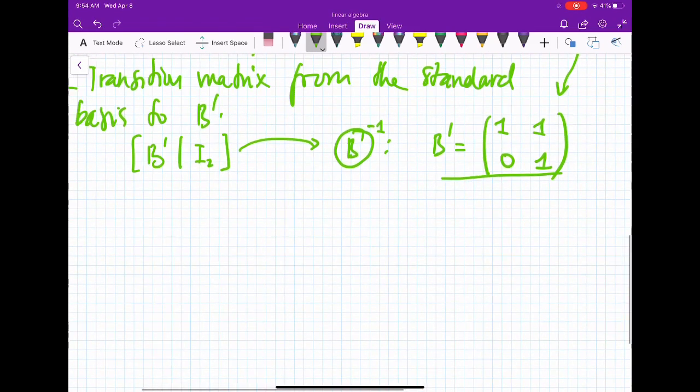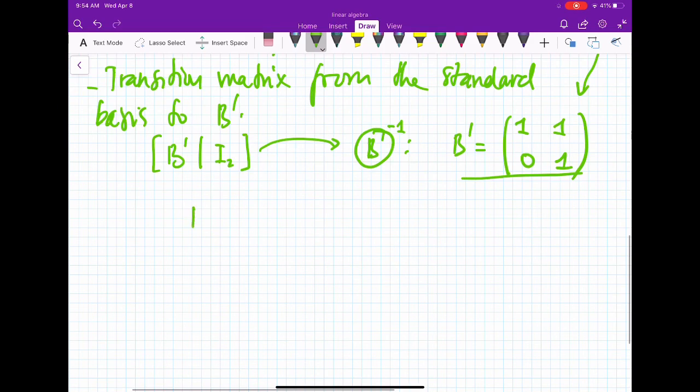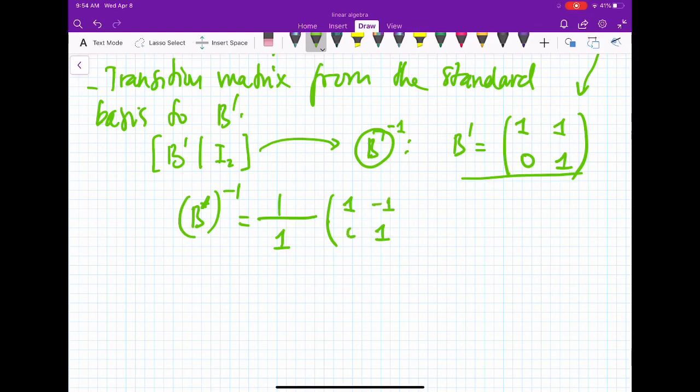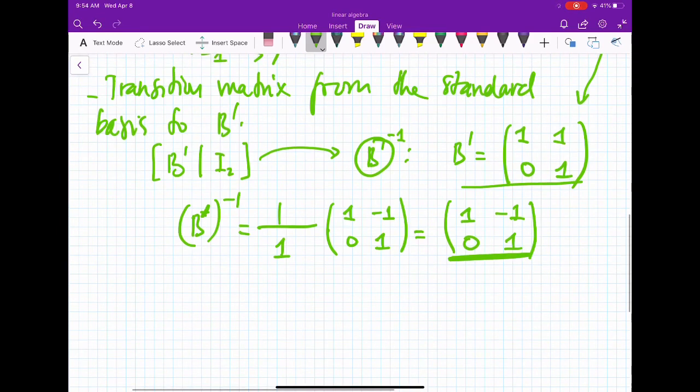we know the formula of the inverse of this guy is 1 over determinant. Determinant is in this case just 1, right? In here I have 1 1 and I take -1 and 0 right here. So that is 1 -1 0 and 1. All right, so I have the transition matrix from the standard to B prime. Okay, and now I will find A prime.